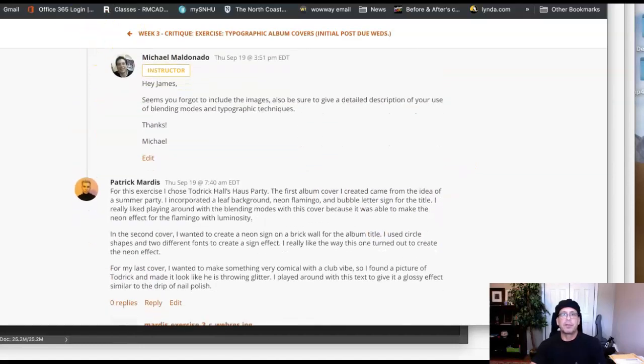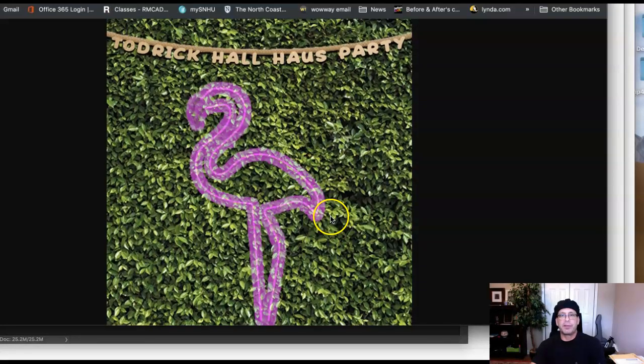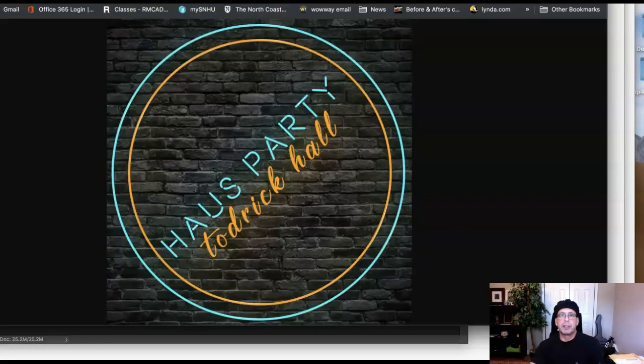Okay, so let's start with this one right here. I think this is interesting, but I think there's a lot we can do with typography in this case. This is interesting. I think that you could even probably duplicate the background of the leaves and add a blending mode to make that a little bit more visually engaging and to push your experimentation with blending modes therein. Okay, let's take a look at the next one.